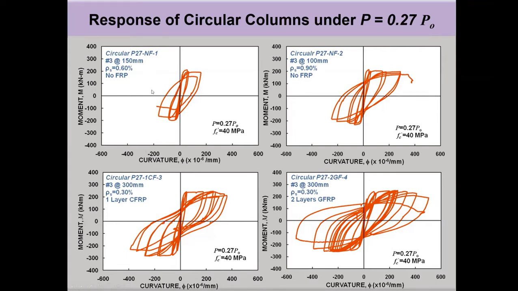I ended up making the columns which were worse than this. Number three at 150, I used number three at 300. So even half the reinforcement of the column on the top left. And then I added one layer of carbon FRP. In this case, on the right, two layers of glass FRP. Suddenly you find a column which could be totally unfit for seismic area, becomes extremely resistant to earthquake, better than what the code would have liked you to design originally.